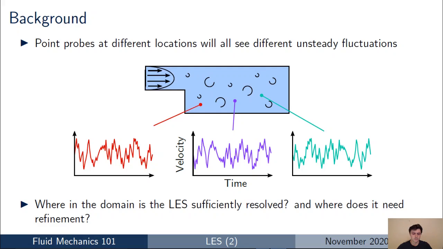What we'd like to know is, is our CFD calculation sufficiently resolved for the LES? And more importantly, where in the domain is it sufficiently resolved and where is it not? Because we're quite likely to have a situation where the mesh that we've constructed for the LES is good enough in some areas, but isn't good enough in other areas. What we'd like to do is find where those areas are, so we can go back to the mesh and refine it so that our later LES calculations will be able to resolve more of the flow field.